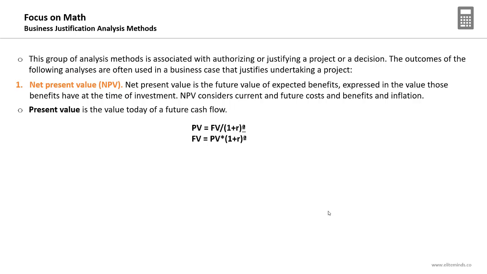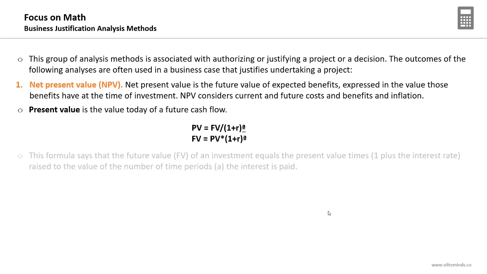How to calculate the present value? PV equals FV divided by (1 plus R) to the power A. PV is the present value, FV is the future value, R is the interest rate, and A is the number of time periods or the number of years. Using the same formula, the future value equals the present value multiplied by (1 plus R) to the power A.